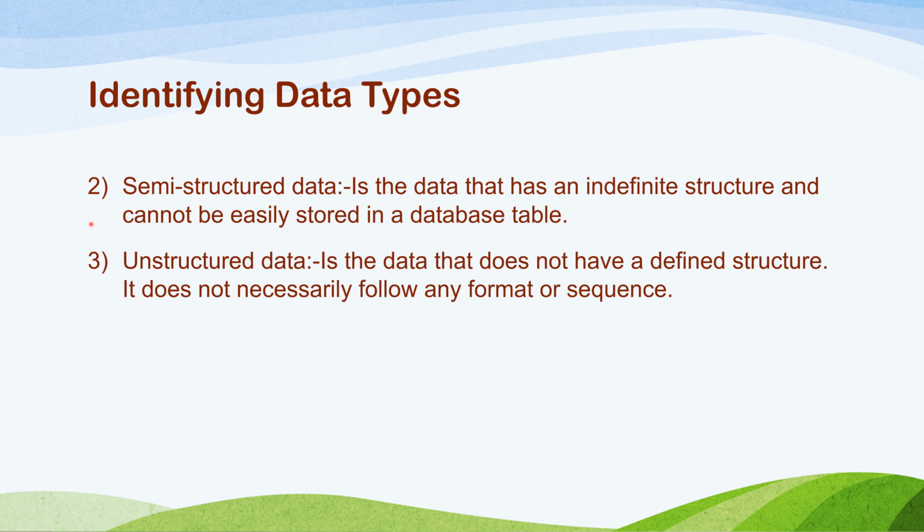The second one is semi-structured data. Semi-structured data is data that has an indefinite structure and cannot be easily stored in a database table. Semi-structured data is generally stored in the XML format. And the third one is unstructured data. It is data that does not have a defined structure. It does not necessarily follow any format or sequence. For example, text files, image files, streaming videos, and sound clips represent unstructured data.